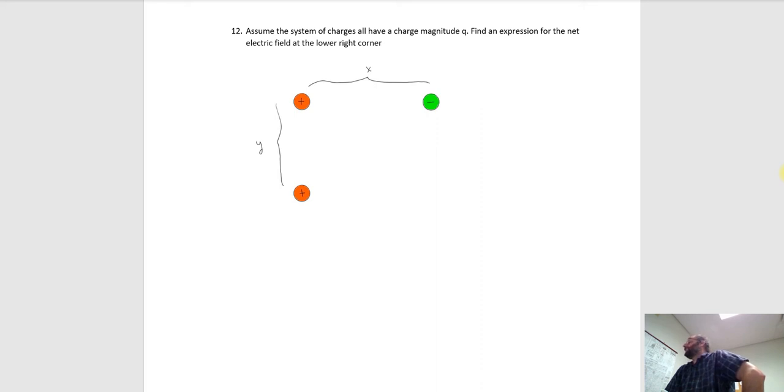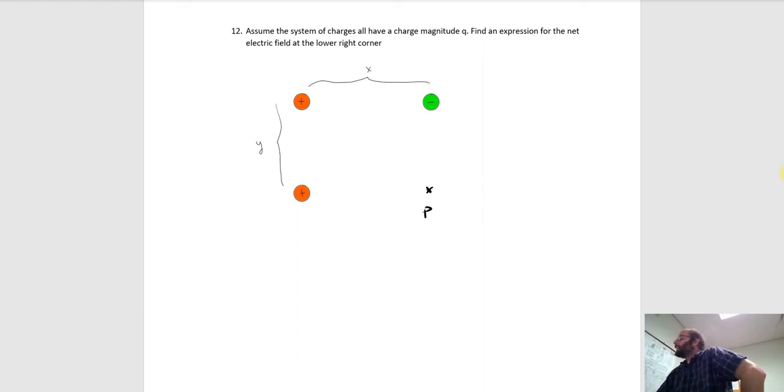Find an expression for the net electric field at the lower right corner. So that's talking about this spot right here. I'll just call it P. Now, an important thing to realize, there's nothing there. The vectors we're drawing are not force vectors, they're electric field vectors. It doesn't make sense to put a force vector there because there's nothing there. It's force on what? The answer is there's nothing to put a force on. But you can draw electric field vectors.